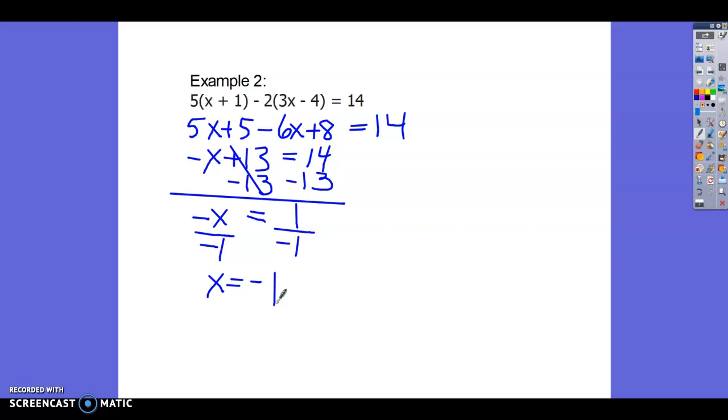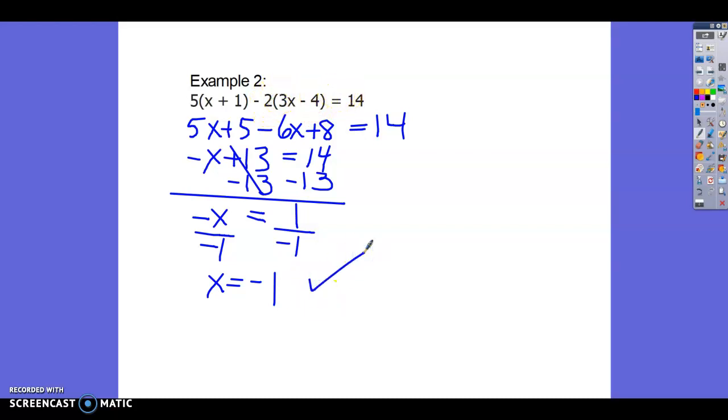All right, again, I'm going to check my answer. You can just plug it in your calculator very quickly like I did before, or you can simply plug it in. So negative 1 plus 1 is 0. 0 times 5 is 0. So that's going to disappear. So I cannot worry about this part for now. And then I put in a negative 1 here. Negative 1 times 3, negative 3 minus 4. Negative 3 minus 4 is negative 7. Negative 7 times negative 2 is 14.